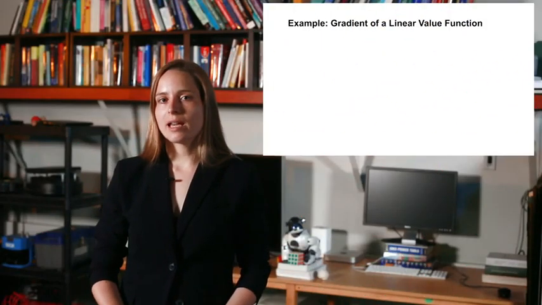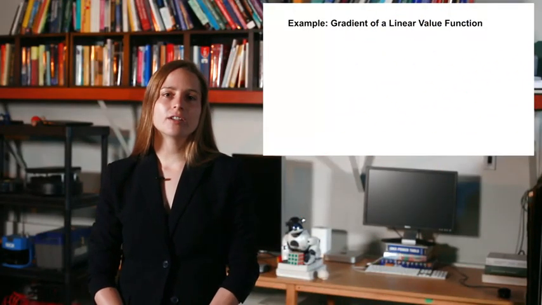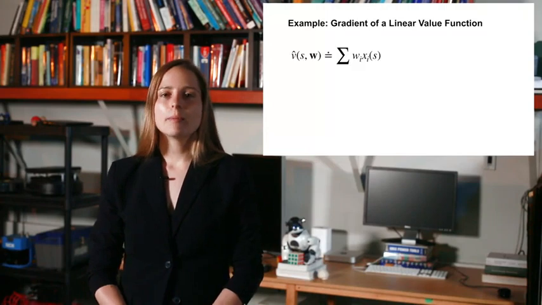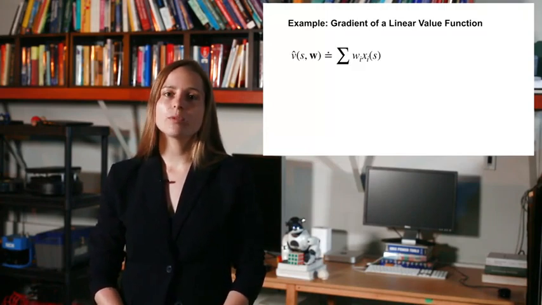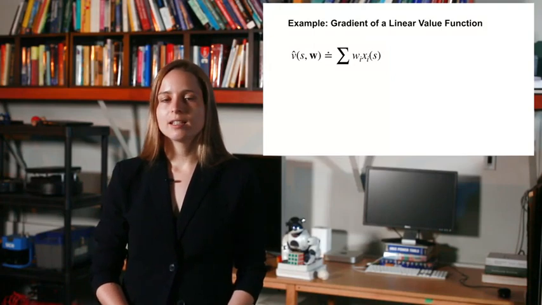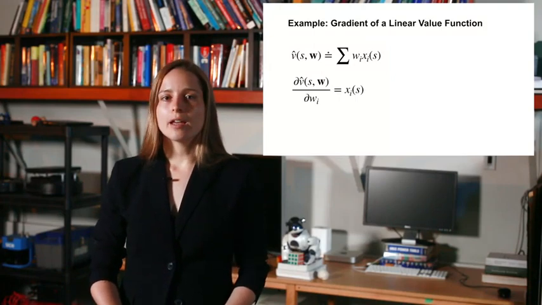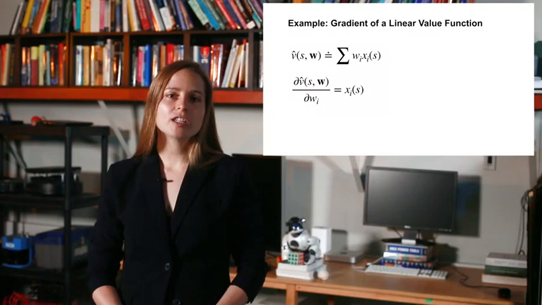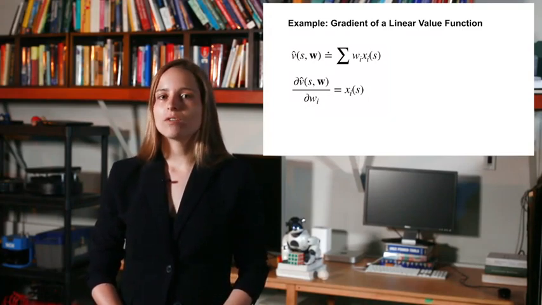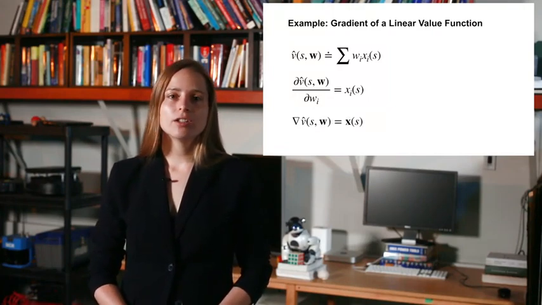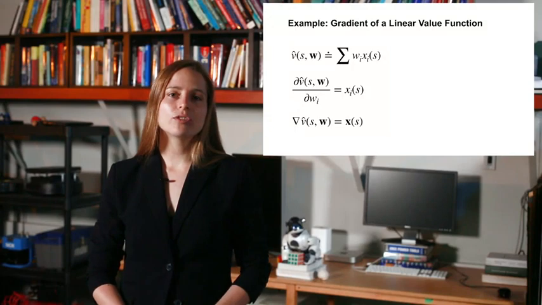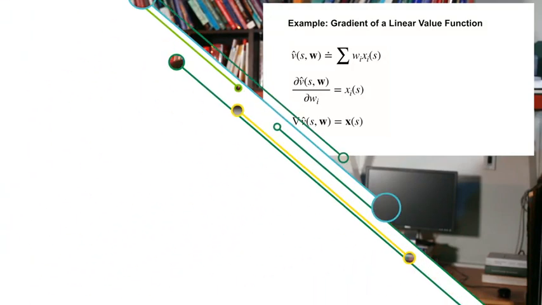To give a specific example, let's derive the gradient of a linear value function. Remember, a linear value approximation is just an inner product of the weights with the feature vector for the state. The partial derivative of that with respect to a single weight is just the feature associated with that weight. Remember, the features themselves do not depend on the weights. This means the gradient of a linear value approximation is simply the feature vector for that state.